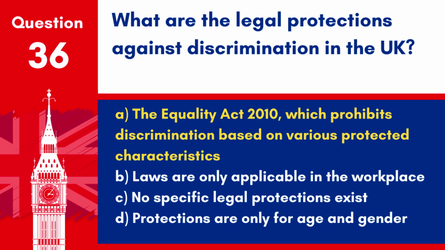Answer: A. The Equality Act 2010, which prohibits discrimination based on various protected characteristics. The UK provides legal protections against discrimination through the Equality Act 2010, which covers areas such as age, disability, gender reassignment, marriage and civil partnership, race, religion or belief, sex, and sexual orientation.